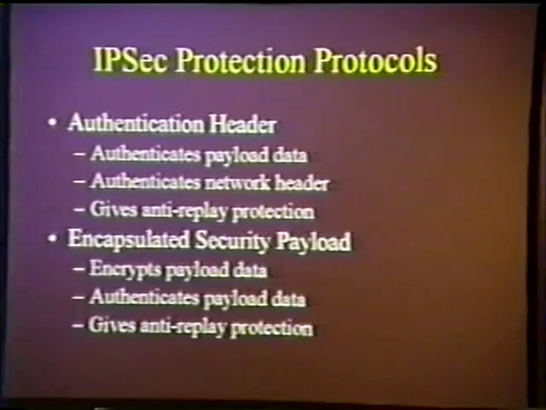And the Encapsulated Security Payload, ESP as it's called, encrypts the payload data and authenticates the payload data, and it also gives the anti-replay. And I want you to notice one thing here, is that Authentication Header authenticates the network header, but Encapsulated Security Payload does not. Whereas Encapsulated Security Payload does actually encrypt the payload data, but AH is not done with that. So you'll actually see this used a lot in combination, which will provide both the encryption and the authentication of the network header.